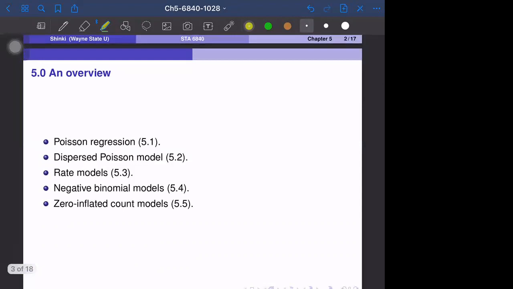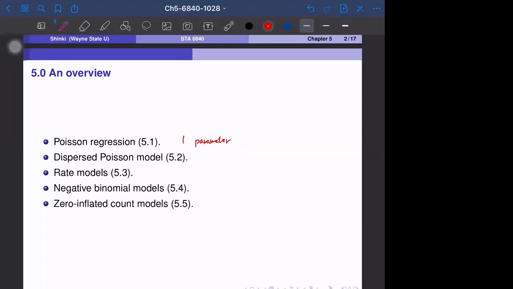And we have several sections in this chapter. The first one is Poisson regression. So we only have one parameter, the mu, in this Poisson regression. So in some sense, it's similar to logistic regression, because in logistic regression or binomial regression, we only have one parameter, p.